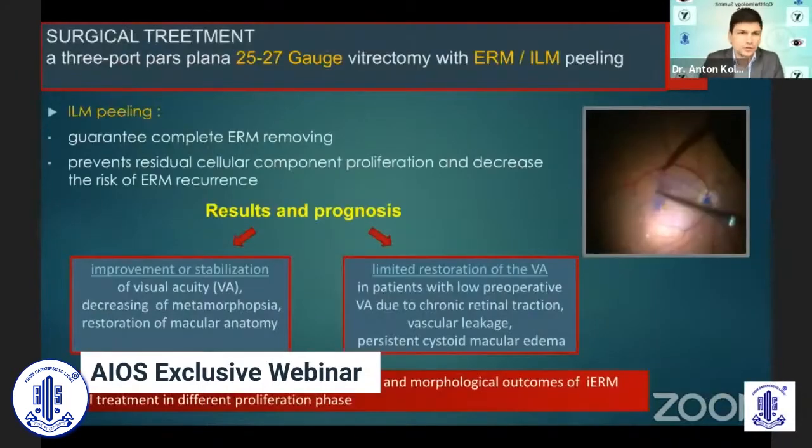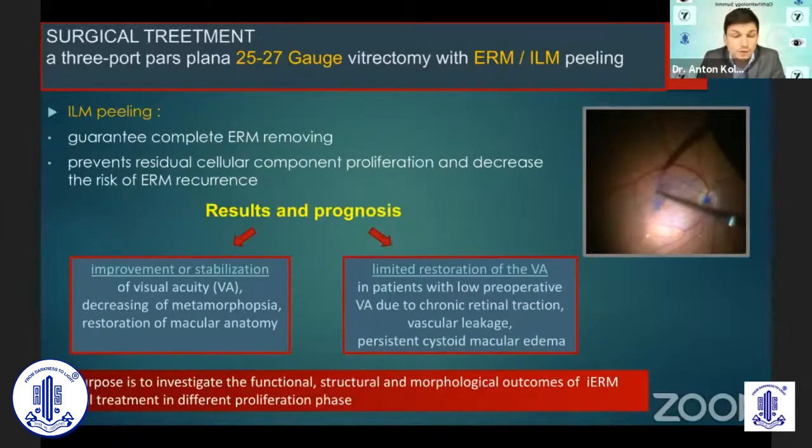Surgical removal of ERM and ILM is usually performed using 25-27 gauge vitrectomy systems. During surgery, both the ERM and ILM must be removed from the retina completely in order to release the traction on the macula. Surgery for ERM improves or stabilizes visual acuity, decreases metamorphopsia, and restores macular anatomy. Nevertheless, patients with a low preoperative visual acuity do not enjoy a complete recovery after membrane removal.